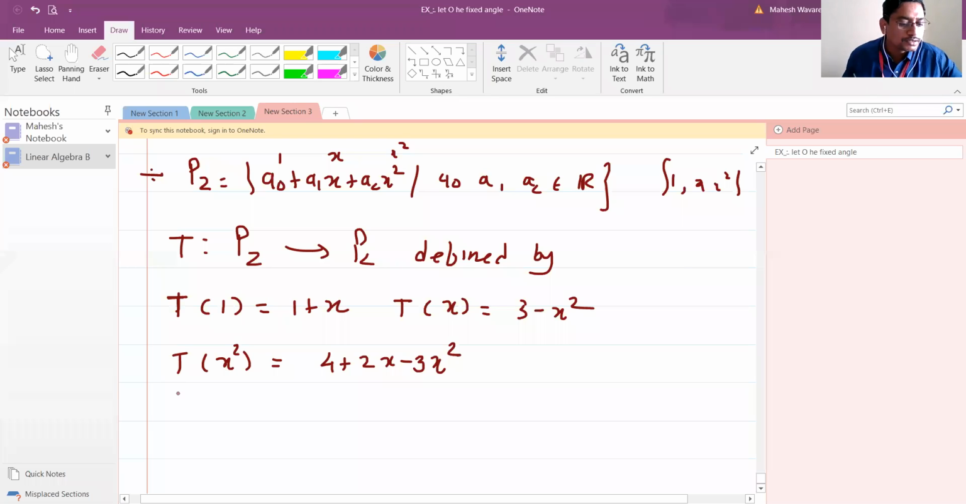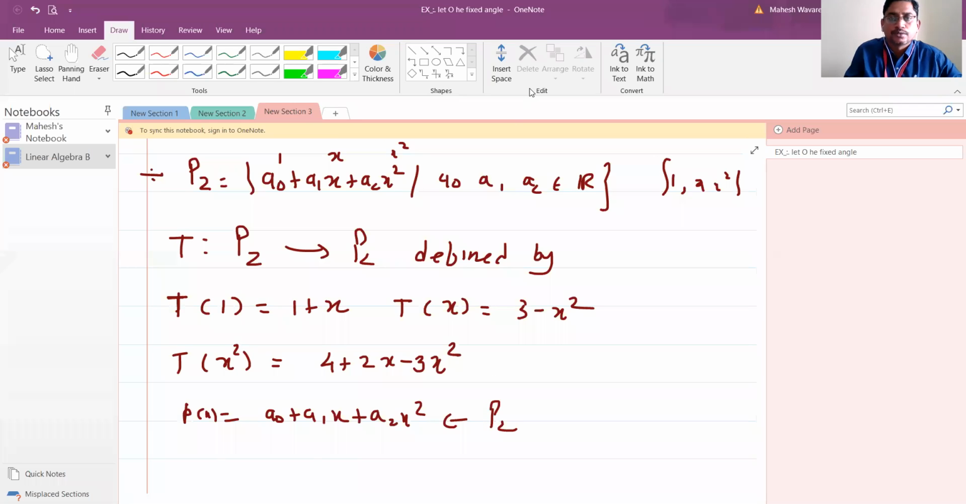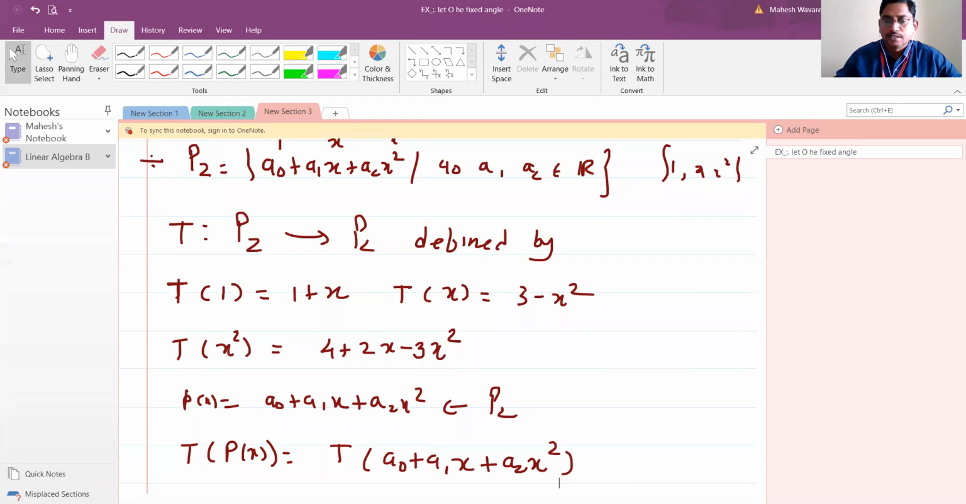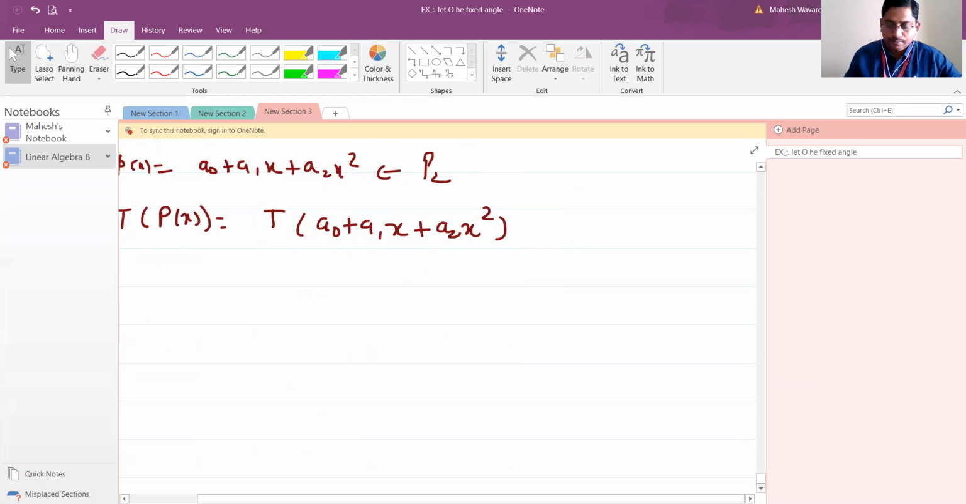So what is asked? It is asked that we find the formula for this. Suppose P of x is this polynomial a naught plus a1x plus a2x square. This is a polynomial from P2. We need to find what is T of P of x, and T is a linear transformation, it is given. So T of a naught plus a1x plus a2x square. Since T is a linear transformation, a naught, a1, a2 are scalars, they are real numbers, and scalars can be taken out. So a naught into T of 1, a1 into T of x, and a2 into T of x square.